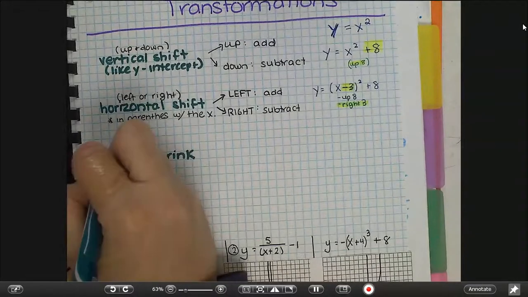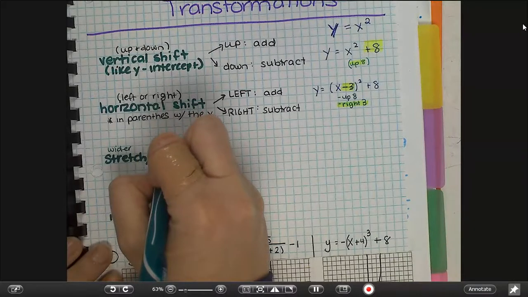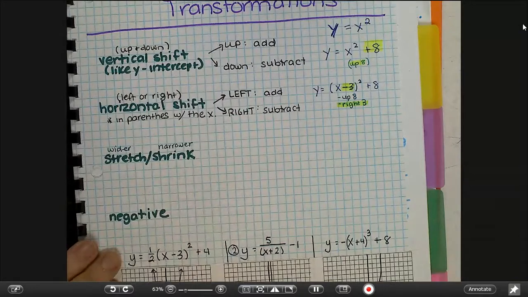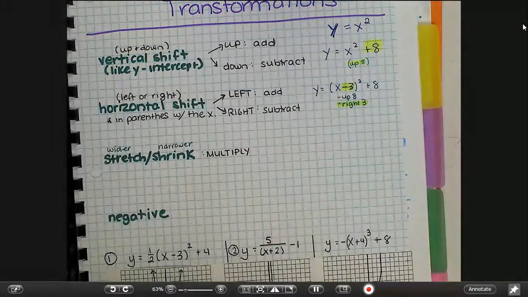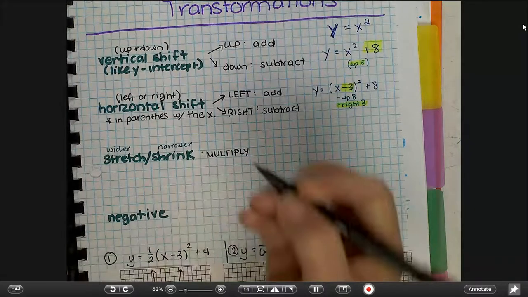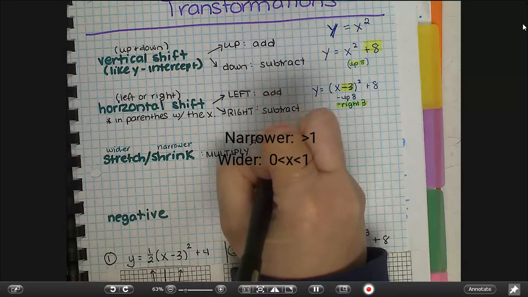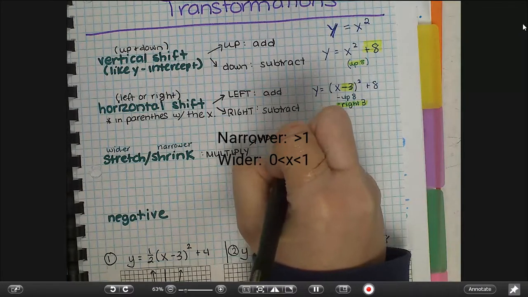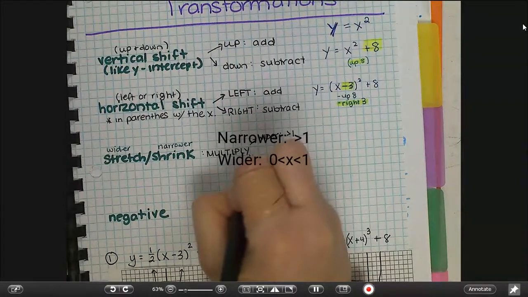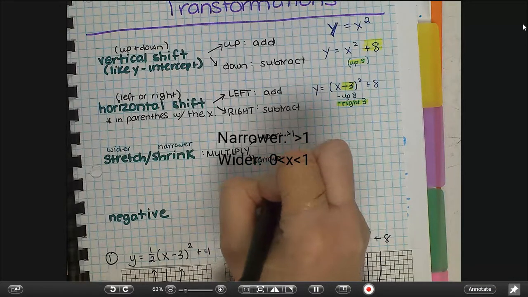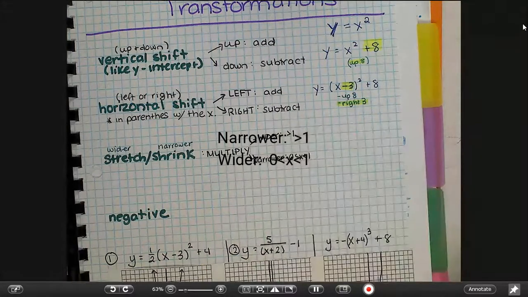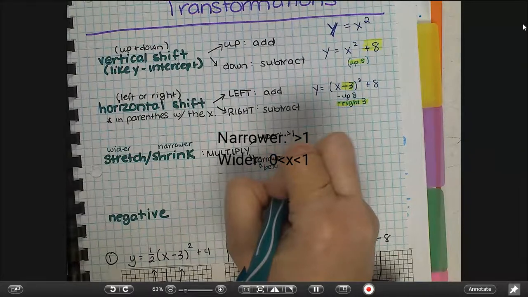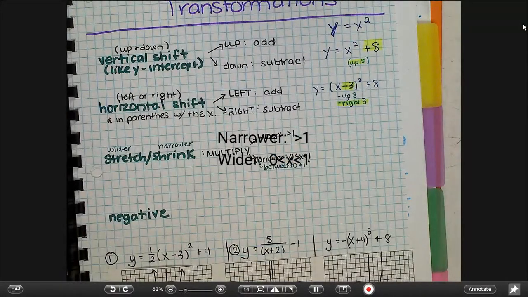If you want to stretch, make it wider, or shrink, make it narrower, your graph, you need to multiply. You could also divide, like have a number in the denominator, but that's the same as multiplying by like 1 over 5 if you have a denominator of just 5. So I'm just going to call it multiply for now. If you want it to get wider, you're going to multiply by a number greater than 1. Okay? If you want it to get narrower, you're going to use a number between 0 and 1. So remember, this notation here means between 0 and 1. So if you multiply by a fraction, it's going to make it narrower.